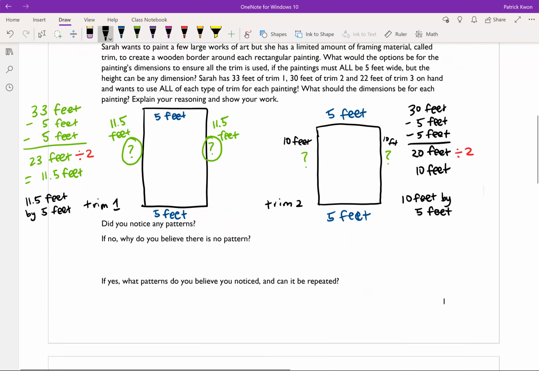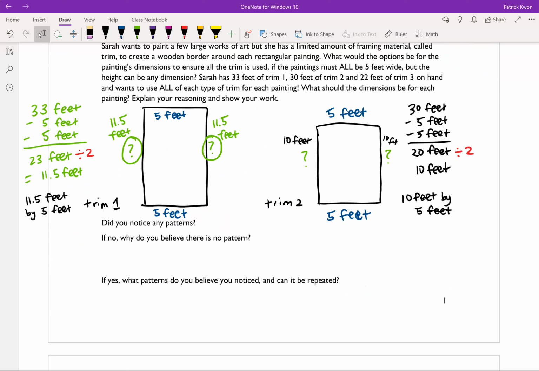And basically these next set of questions are asking, is there a pattern that you notice? And if yes, what are those patterns, and can they be repeated? Well, in all of those scenarios, you're given the total amount of trim, right? And so we're trying to figure out the dimensions.